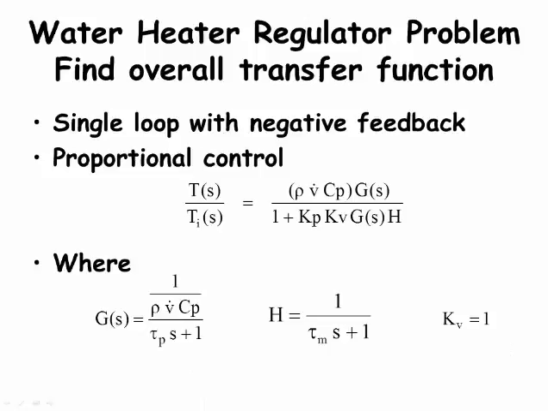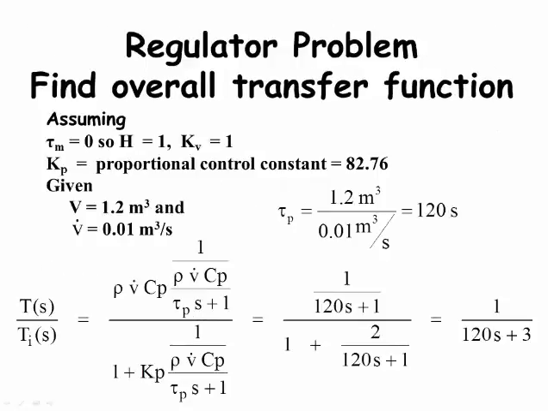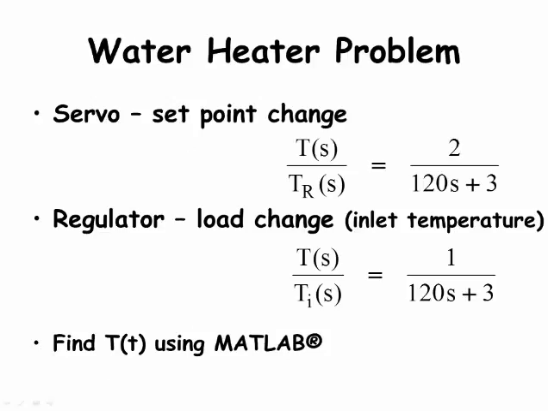Here is the fluid heater transfer function for the regulator problem when the inlet fluid temperature Ti can change. Making the same assumptions, we can find the simplified regulator transfer function after we substitute in the appropriate numbers. So the regulator problem transfer function T over Ti is 1 over 120 times s plus 3. Here are the two equations with the numbers. Please note that the denominators are the same.